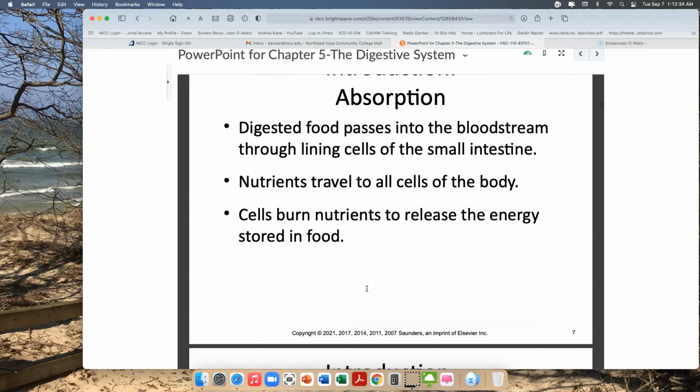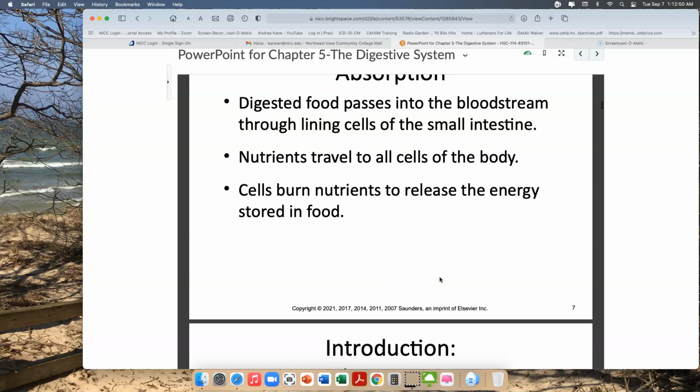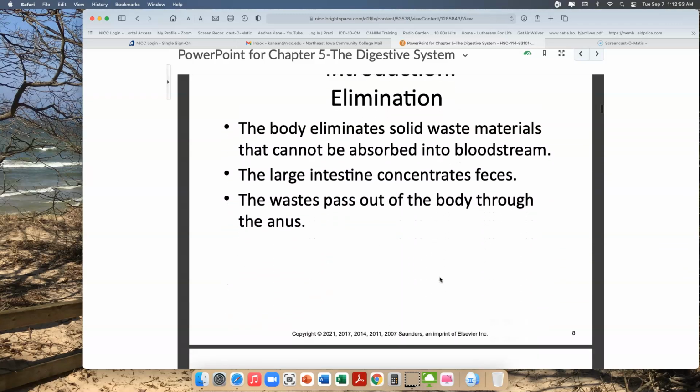During absorption, digested food passes into the bloodstream through lining cells of the small intestine. Notice that the small intestine is where absorption takes place. Nutrients then travel to all cells of the body. Cells burn the nutrients to release the energy that is stored in food. Elimination is the solid waste materials that cannot be absorbed into the bloodstream are moved into the large intestine where they're concentrated and then eliminated out of the body through the anus.